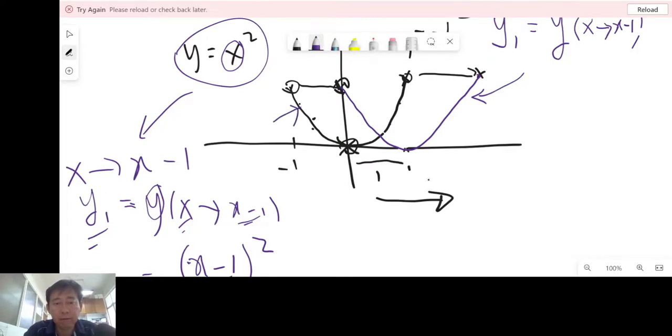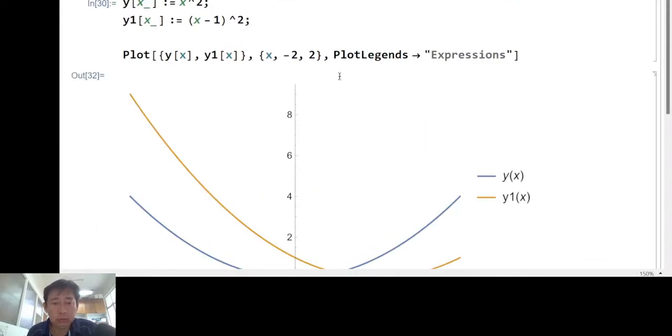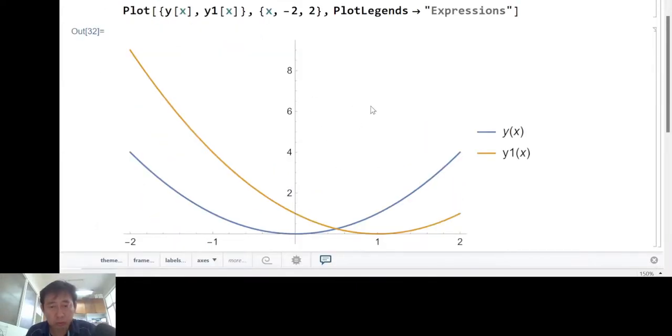So this is a graph of y, and this is a graph of y1, which is shifted to the right by 1 unit. Okay, so let's see if this is true. Then I think this is true, but it's not as obvious because the two graphs look different, but actually it's not different. It's just that the windows are not displaying the full picture.